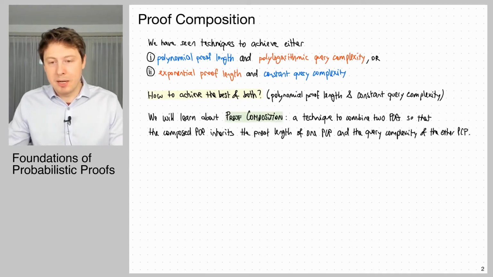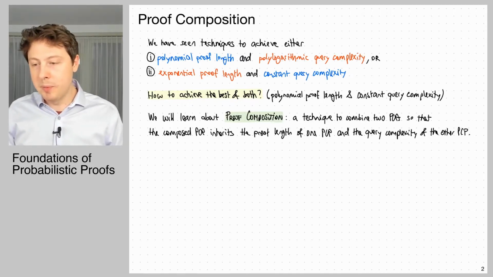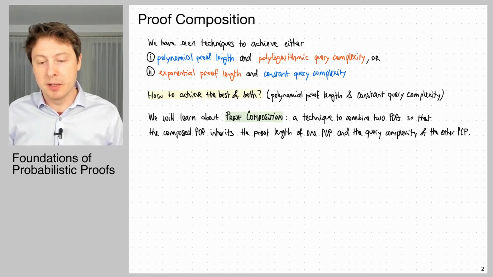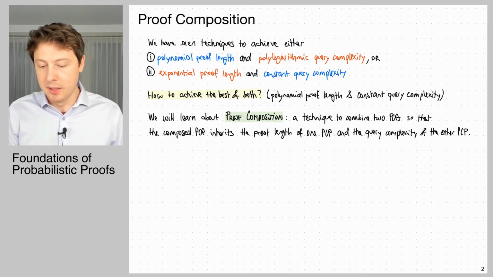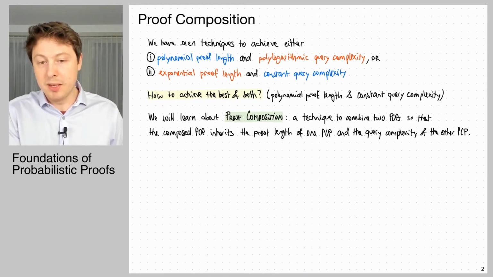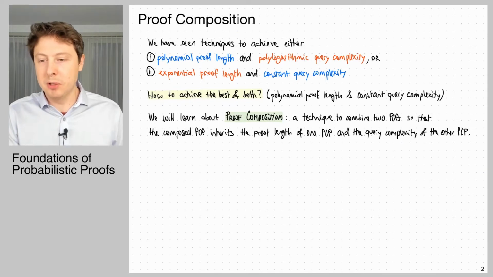So today we'll learn about proof composition. It's a technique for combining two PCPs so that the composed PCP inherits the proof length of one and the query complexity of the other. At a very high level, we had good proof length in one PCP, but maybe not optimal query complexity. And for the other one, we had very large proof length, but optimal query complexity. We want to construct a PCP that has both.